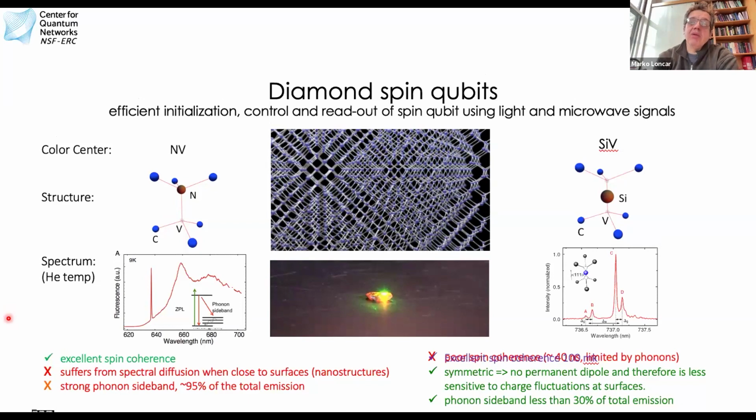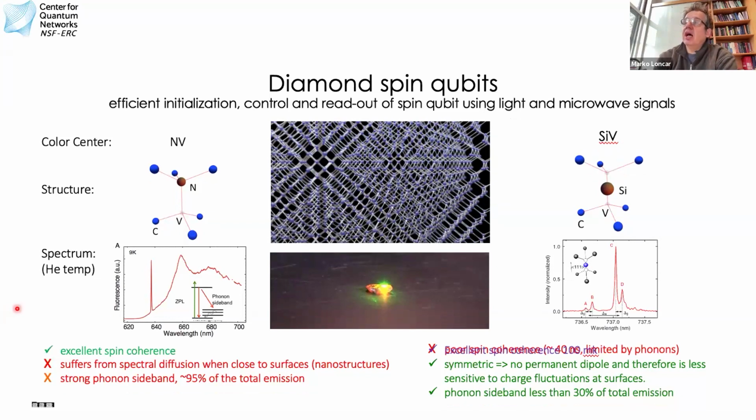So the original reason why NV centers were really interesting, or diamond was interesting, is that diamond is a very pure host. It's a very simple host, just one atom. And the NV centers are really stable. It's like atom-like emitters in solid state. That's how people refer to them.